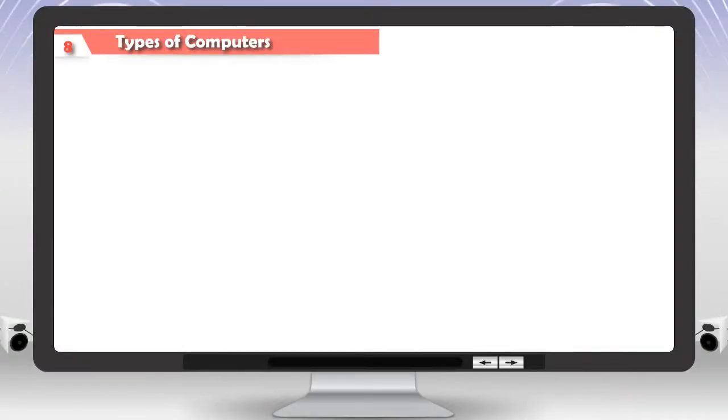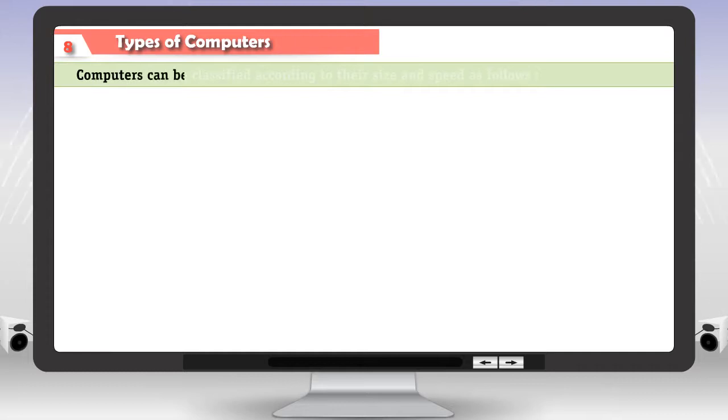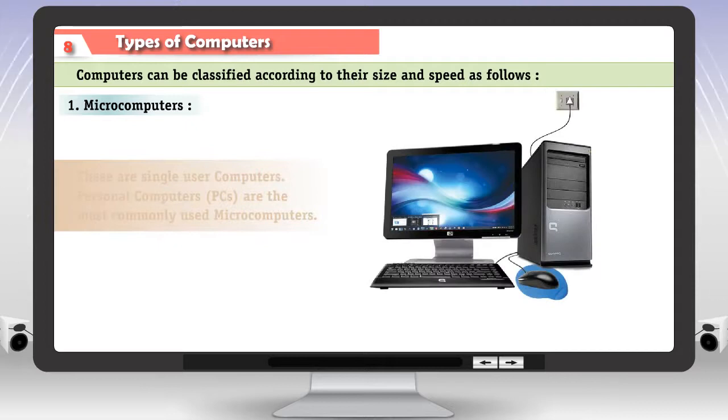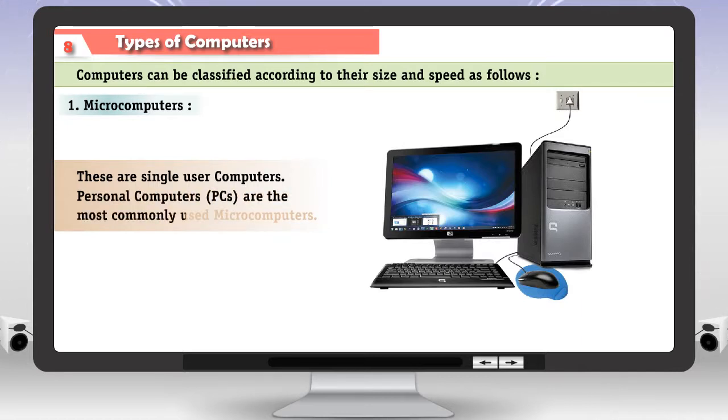8. Types of computers. Computers can be classified according to their size and speed as follows. 1. Microcomputers. These are single-user computers. Personal computers, PCs, are the most commonly used microcomputers.